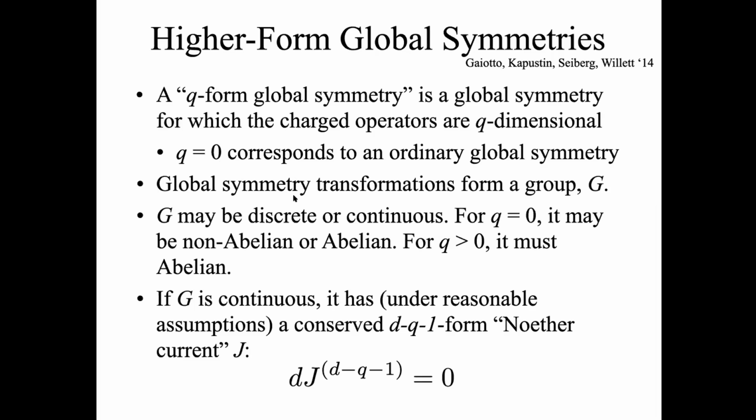Global symmetry transformations form a group which may be either discrete or continuous. For an ordinary global symmetry, it may be non-abelian or abelian, but for a higher form global symmetry, the symmetry group is necessarily abelian. And if G is continuous, then usually under reasonable circumstances, there will be a conserved D minus Q minus 1 form current, which is closed. So the statement that the current is conserved is equivalent to the statement that this D minus Q minus 1 form is closed, dJ equals 0.